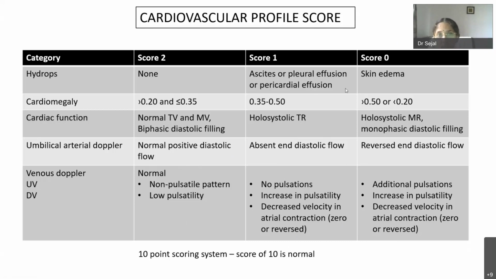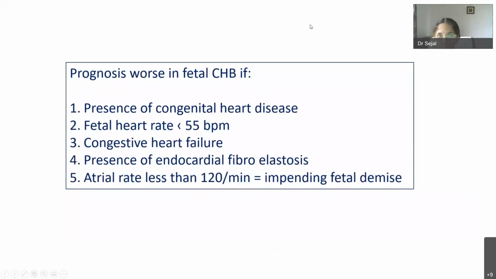And normal scoring system should be 10. So 10 is a normal score. The more I move towards lesser score, I know the child is developing hydrops. And what do I do? So in general, there are certain prognosticating factors in heart block which we need to understand. So presence of a congenital heart disease, as I told you, if there is a structural heart disease, the prognosis is not good. Now, ventricular rate is important, and any rate which is less than 55.